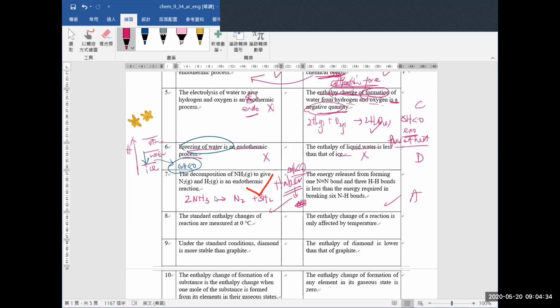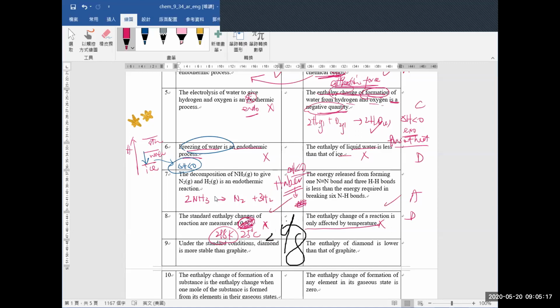The standard enthalpy changes of a reaction are measured at 0 degrees. The enthalpy change of a reaction is only affected by the temperature. It's D. Both are wrong. The first one is wrong because it's not 0 degrees. It's 25 degrees Celsius. So in Kelvin temperature, what is that? Yes, 298 Kelvin. So remember, this is our scientific notation for the temperature.